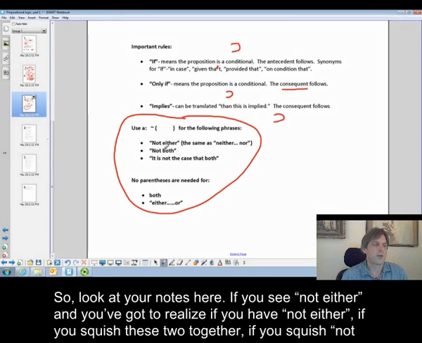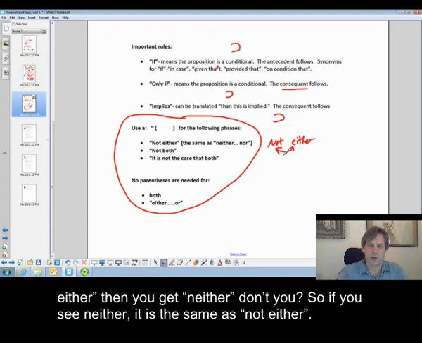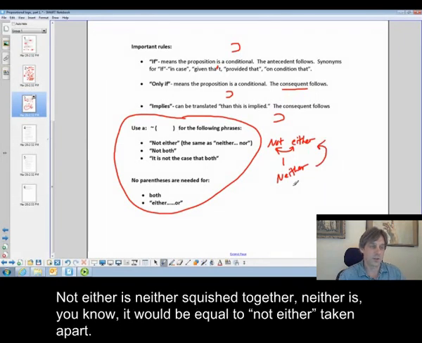So look at your notes here. If you see not either, and you've got to realize if you have not either, okay, or not either, however you want to pronounce it, if you squish these two together, right, if you squish not either, then you get neither, don't you? So if you see neither, it is the same as not either. Not either is neither squished together. Neither would be equal to not either taken apart.